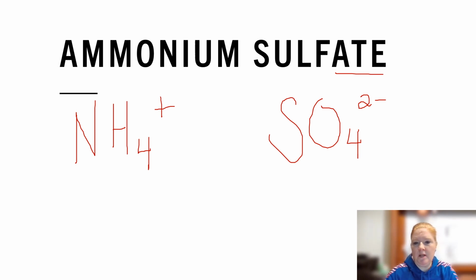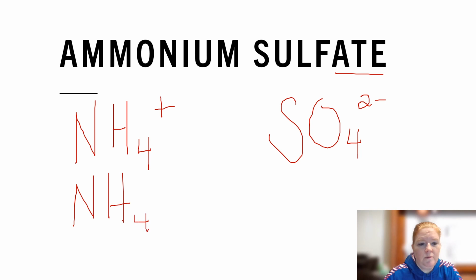So I have a +1 and a -2. Those don't balance right now, but this is only a +1. When one of them is a 1, you can always make it balance. You can always add more 1s to equal however many you need. So NH4+, add another NH4+. So that's a +1 and a +1, that's +2, and that's -2. There we go, it balances.